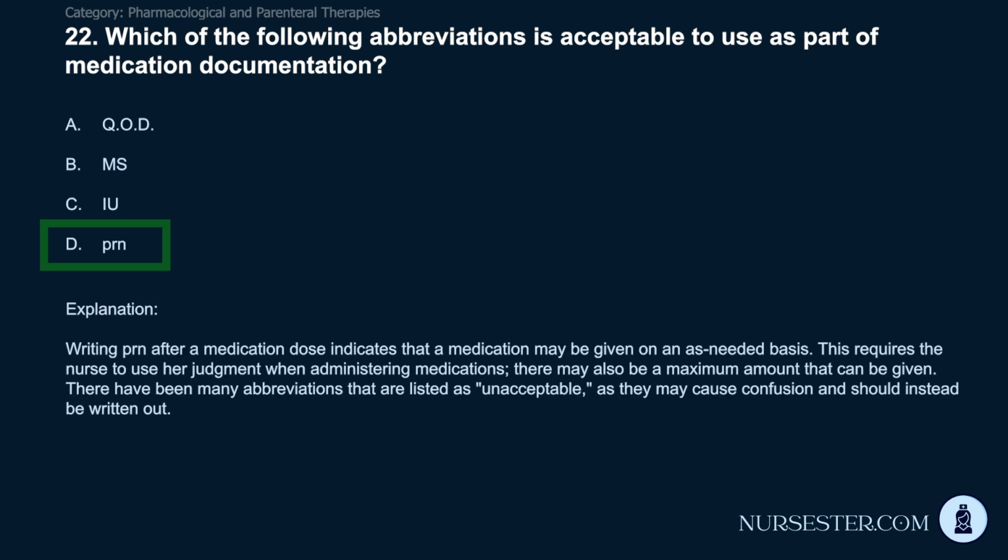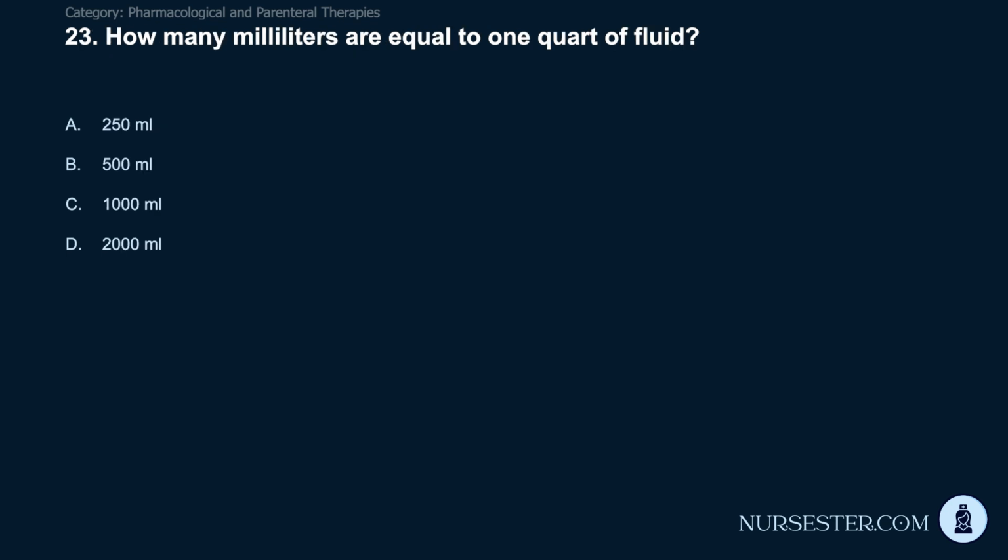PRN. Writing PRN after a medication dose indicates that a medication may be given on an as-needed basis. This requires the nurse to use her judgment when administering medications. There may also be a maximum amount that can be given. There have been many abbreviations that are listed as unacceptable, as they may cause confusion and should instead be written out.